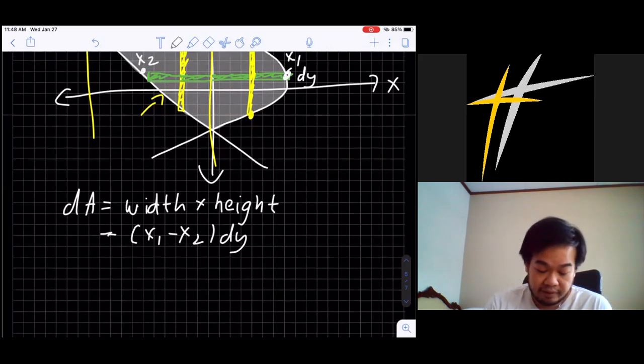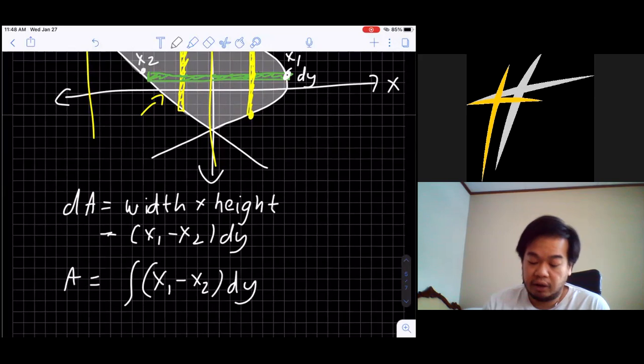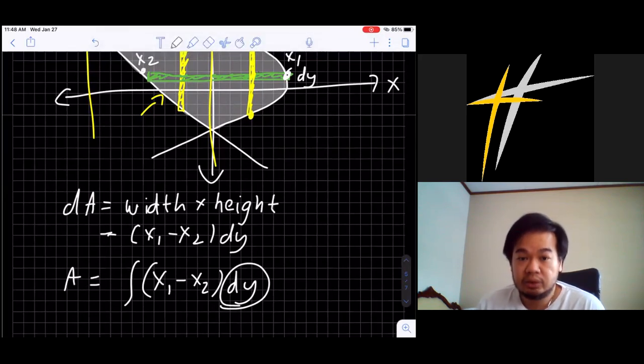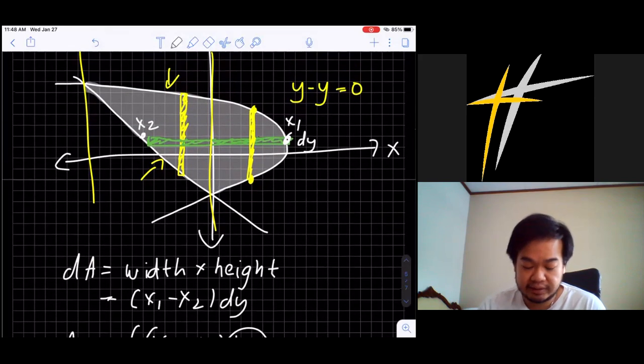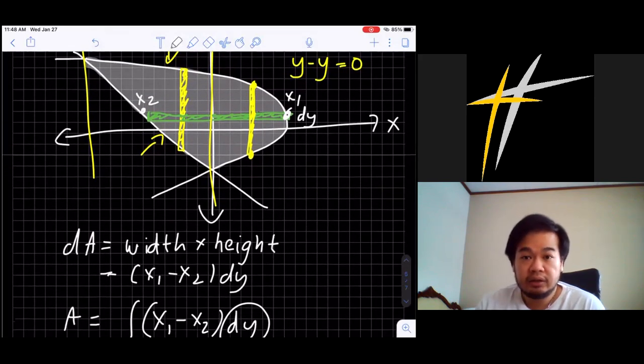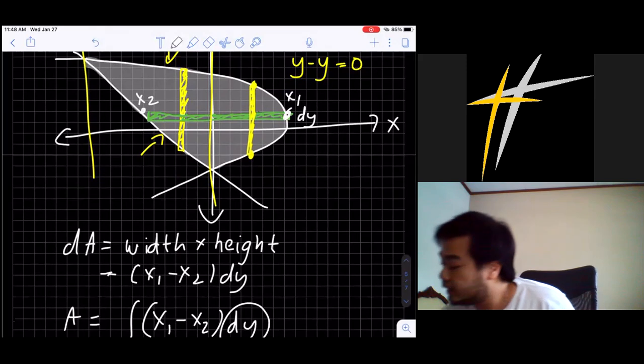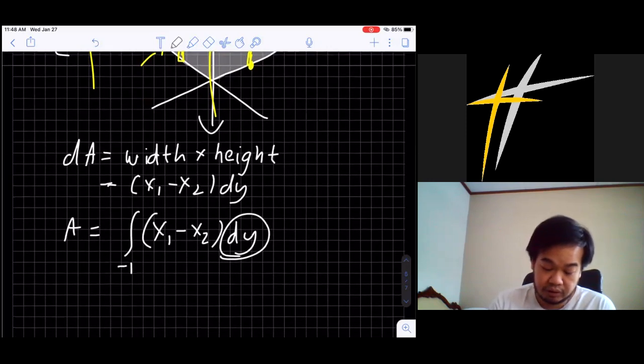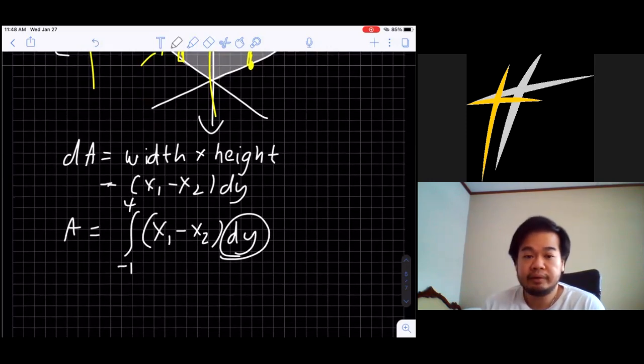Okay, so the area is actually the integral of x1 minus x2 dy. Now because the integral is evaluated with respect to y, do not input the value of x as the boundary. You need to put the value of y as the boundary. In this case, if we see from your book, the boundary for the y value is from negative 1 until 4. Yeah? So you need to do that.